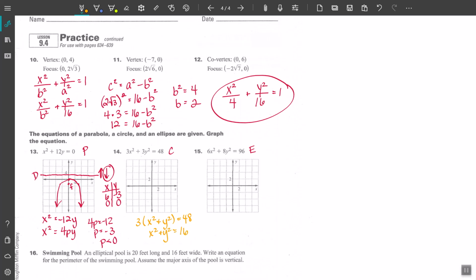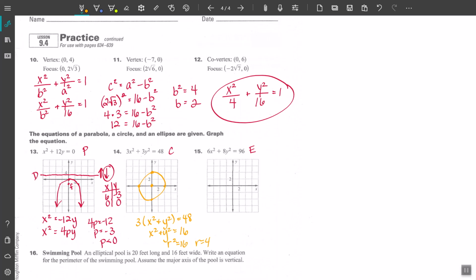So the standard form for the equation of a circle is x squared plus y squared equals r squared. So our r squared is 16, which makes our r 4. Our center of our circle is 0. And so we're going to come out on each side 4 units, and then we'll connect for that circle.